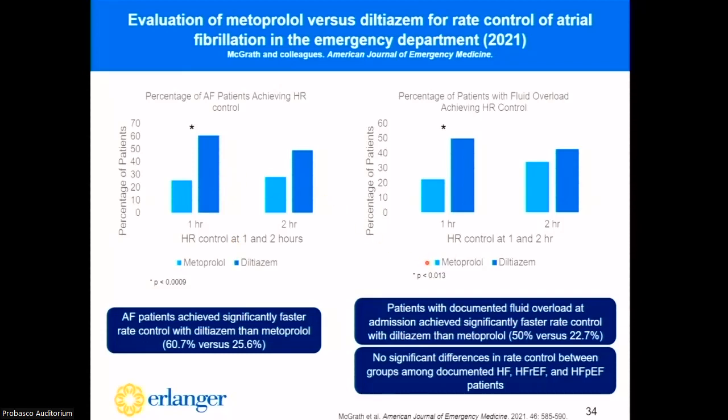They looked at patients that also had documented fluid overload, so trying to tease out some of those patients that could potentially have some kind of presentation of heart failure exacerbation. And they found greater heart rate control with diltiazem compared to metoprolol at 1 hour. But then this benefit was lost at 2 hours. And they also saw in these patients there were no significant differences in rate control in any documented heart failure, HFrEF, or HFpEF.